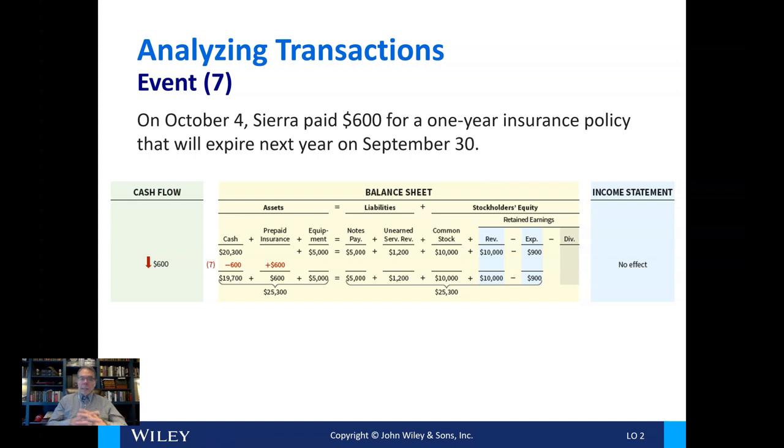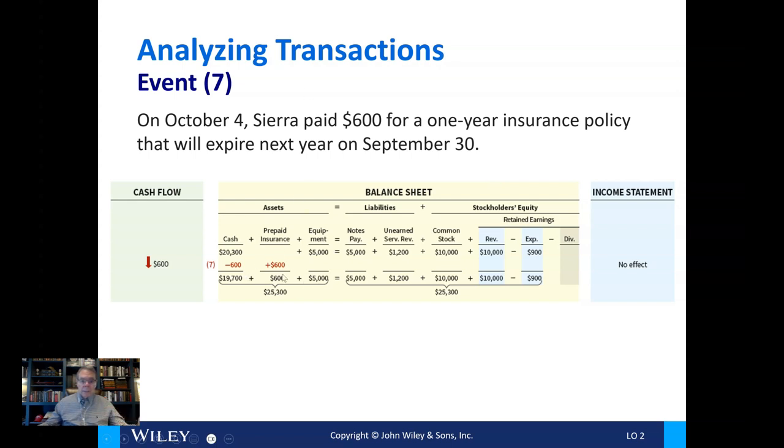So right now we have an asset, and if we decided to get rid of whatever we're insuring, we should get cash back. But every month we're going to use that up. And so it's going to be an asset, but every month we're going to use that up. So then we need to transfer that to expense every month. But for now, we're just swapping assets.